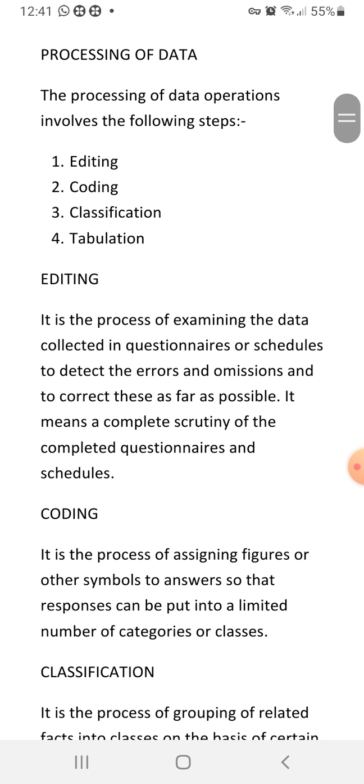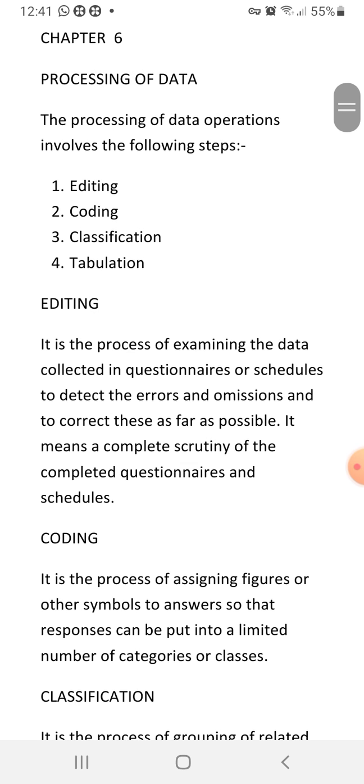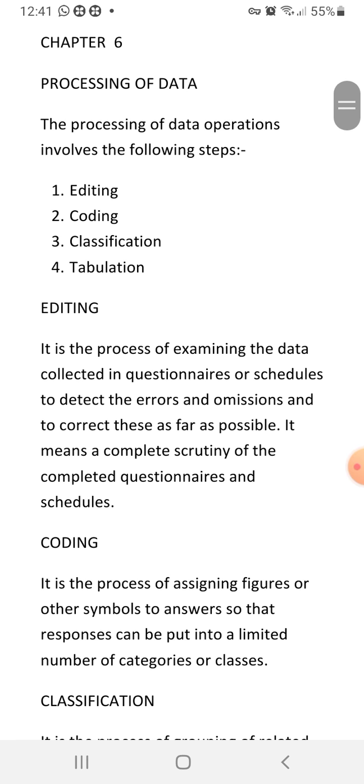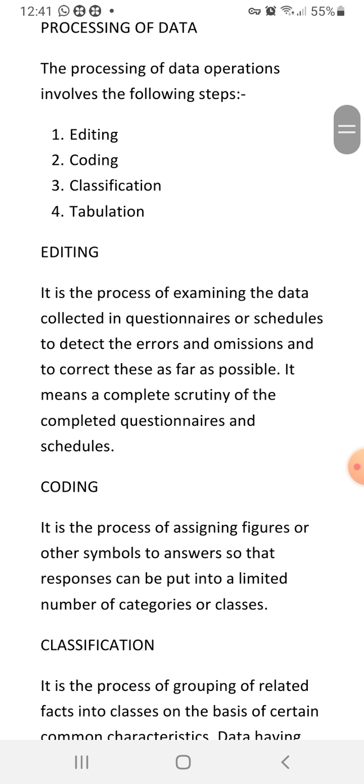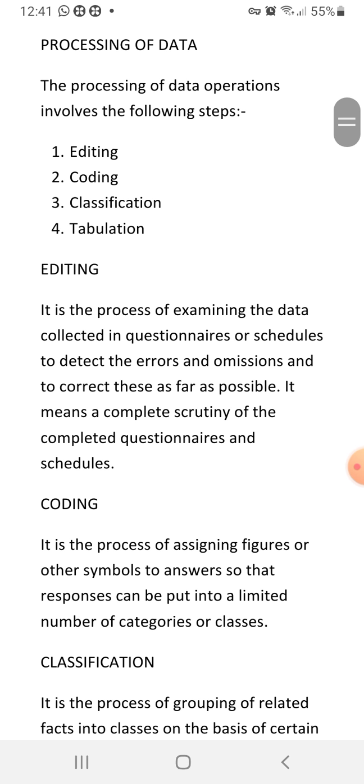What is editing? Editing is the process of examining the data collected in questionnaires or schedules to detect the errors and omissions and to correct these as far as possible. It means a complete scrutiny of the completed questionnaires and schedules.